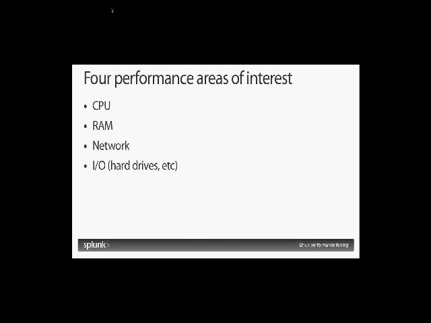So there's 4 performance areas of interest. There's the CPU or CPUs, your memory, your network, and your I/O, such as your hard drives. Each area has specific things you want to watch for. A lot of the tools are actually overlapping.